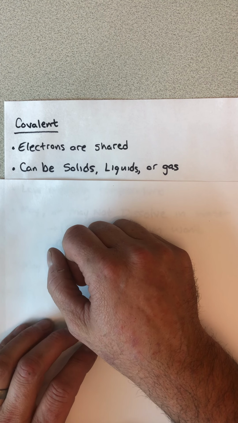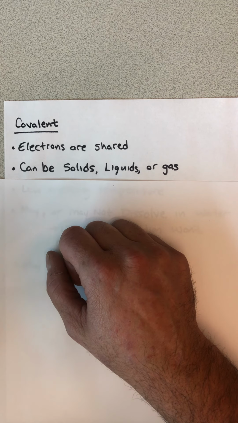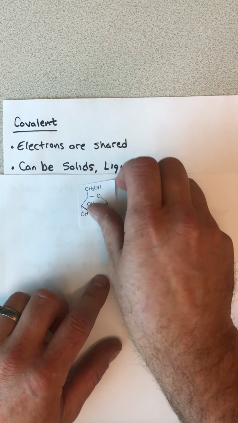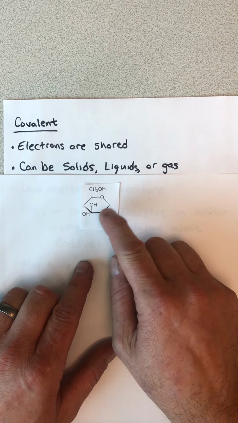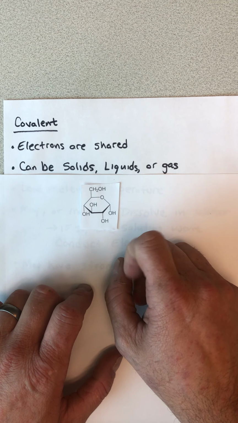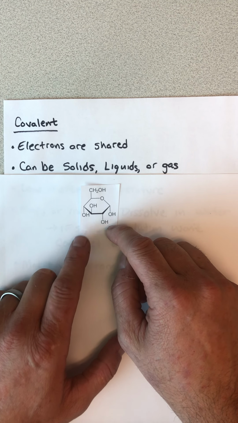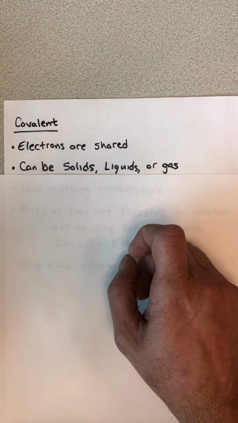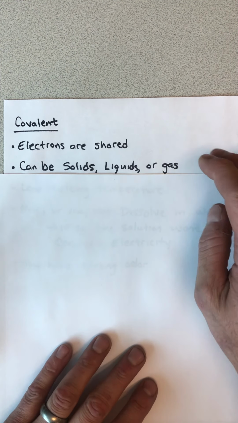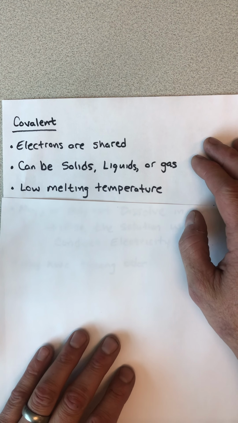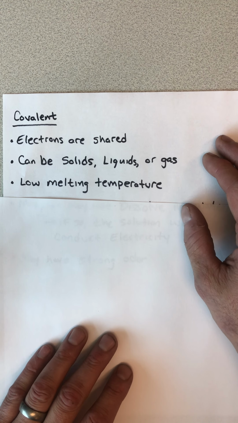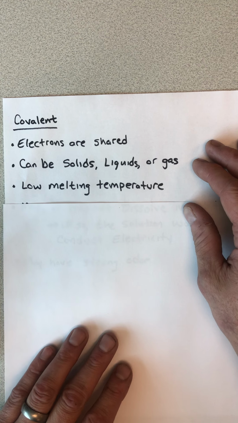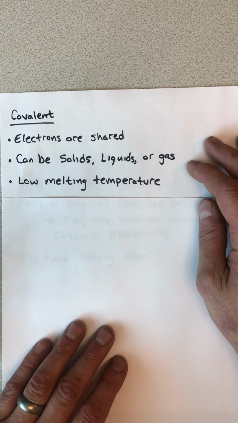Sugar is made from, here's a molecule of sugar right here. And you can see that it's made from carbon, hydrogen, and oxygen, all non-metal elements covalently bonded together. But when you lump a bunch of these together, they kind of look like a crystal, sugar crystals. You've seen those. The solids have relatively low melting temperature, so most covalent compounds can be melted very, very easily.